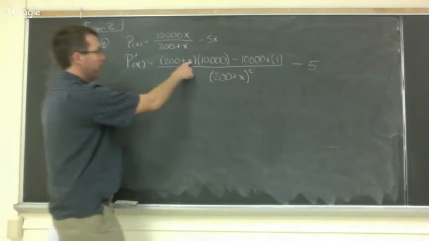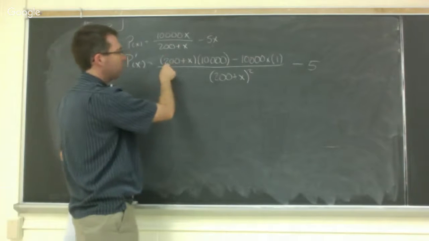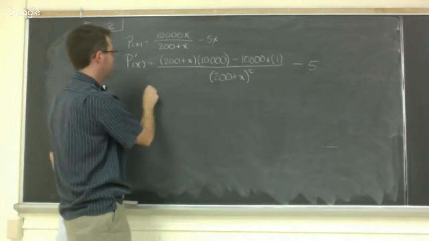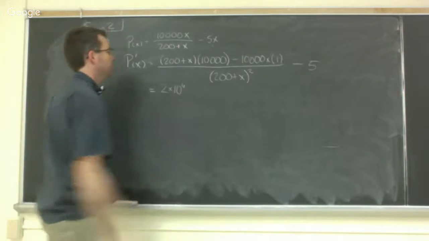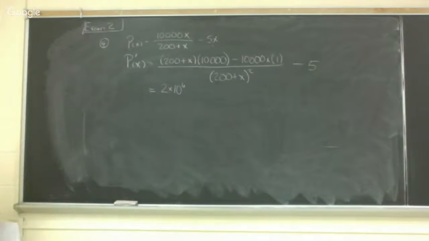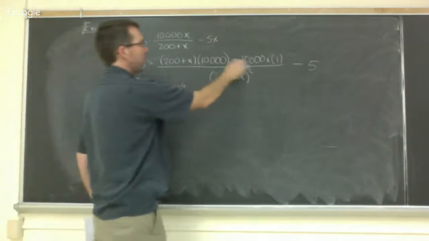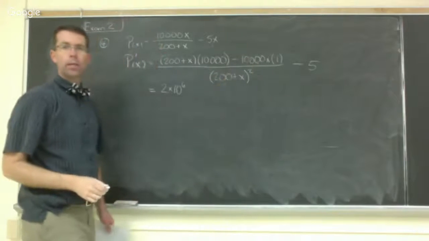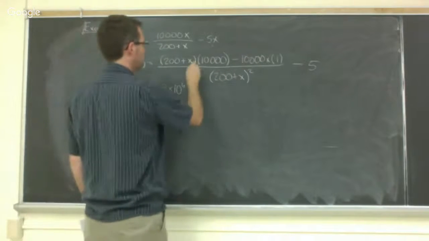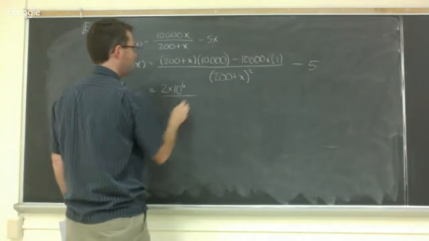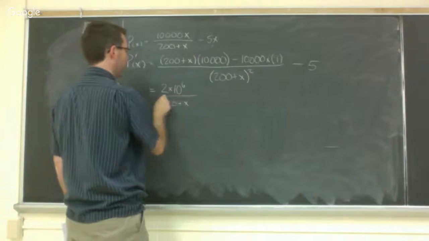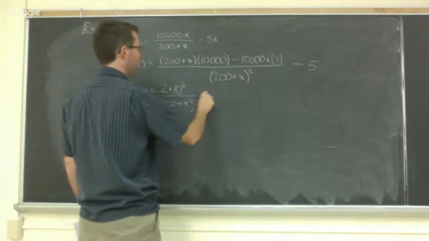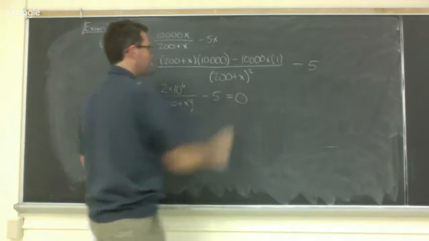So when I multiply this out, I'm going to get 10,000 times 200, which is 2 million. I'm lazy, so that's 2 times 10 to the 6th. Plus 10,000x, and notice minus 10,000x. Those cancel. And so I get over 200 plus x squared, minus 5. And we care when that's equal to 0.